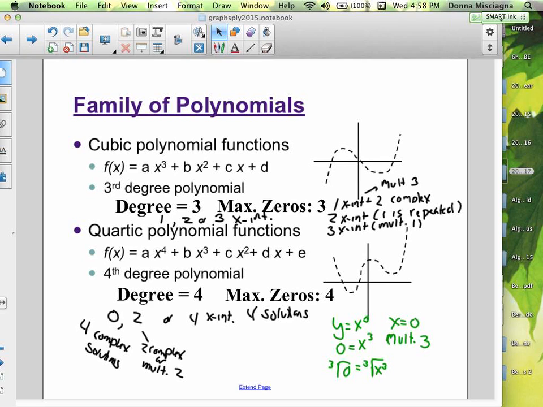So our power functions that go through the origin and have no other terms with it are going to have only one solution, and it's going to have multiplicity equal to the degree. So that would be multiplicity 3 for y equals x cubed. So you can have just one solution with multiplicity 3. You could have 2 x-intercepts if 1 is repeated, so one of them has multiplicity 2 and one has multiplicity 1. Or you can have 3 x-intercepts if the multiplicities are all different.